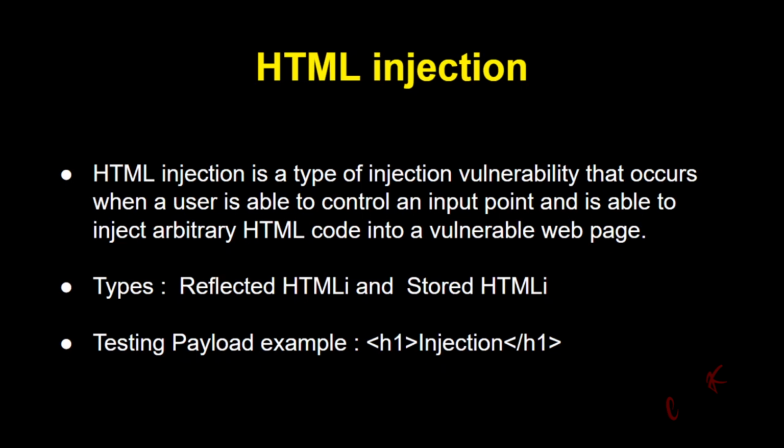So going by the definition, HTML injection is a type of injection vulnerability that occurs when a user is able to control an input point and is able to inject arbitrary, which means anything, of HTML code into a vulnerable web application. It can be of two types, reflected and stored. How do we test it? So we give any HTML code and try to see whether it executes successfully or not.